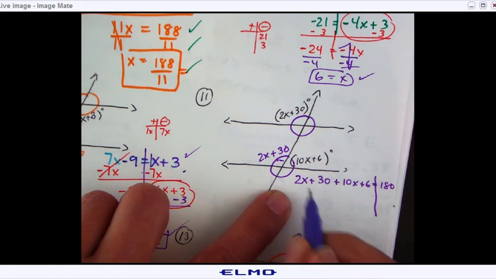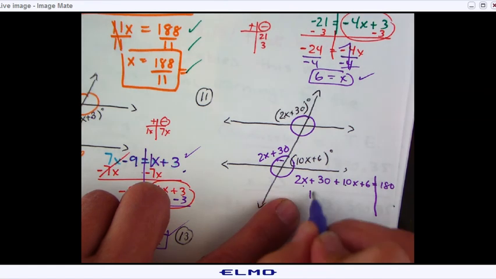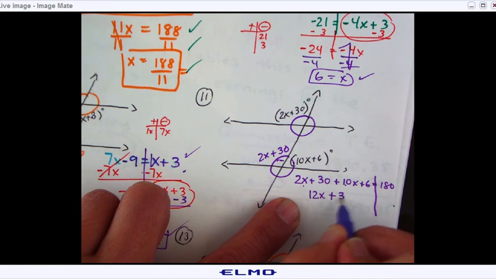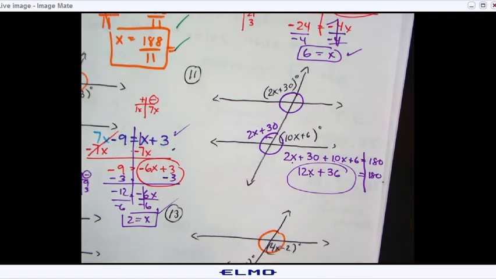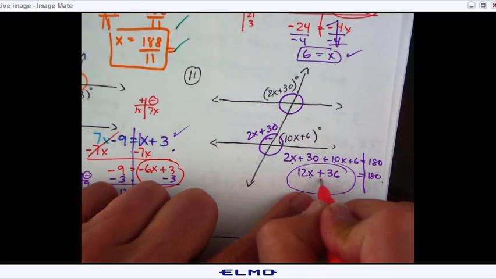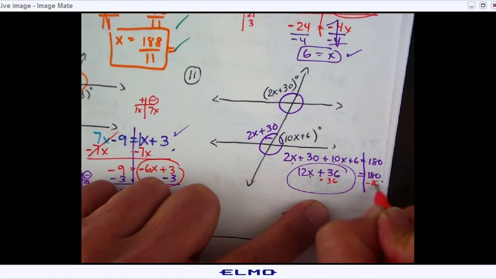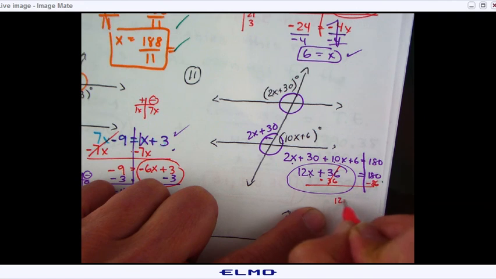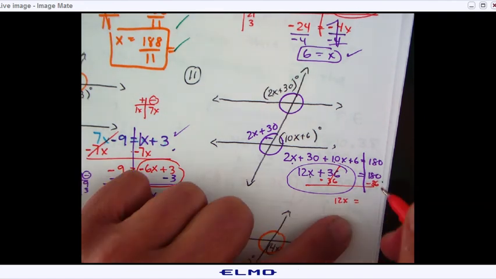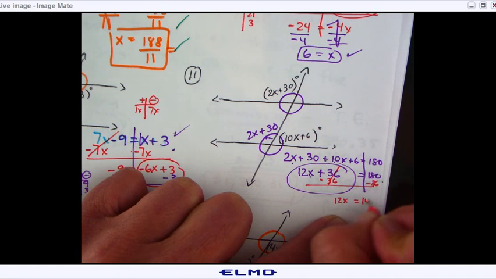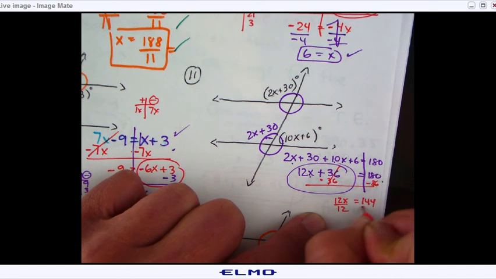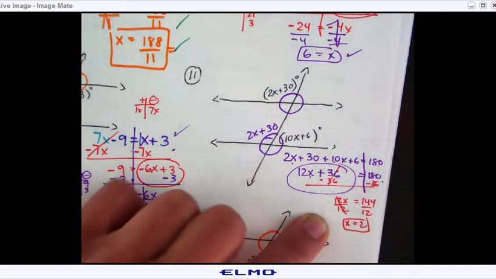Okay, so here we go. 2x plus 10x is 12x plus 36 equals 180. My x is on this side, so I need to get rid of the 36 first. Minus 36, both sides. 12x equals 180 take away 36, which is 144. Divide by 12, and your x is now 12. And there you go.